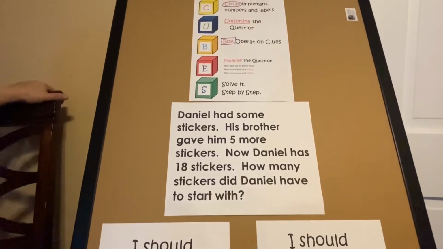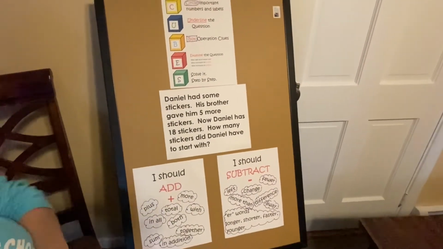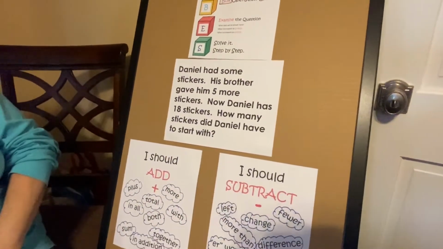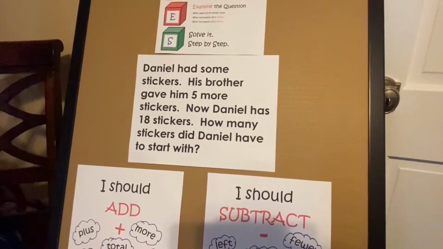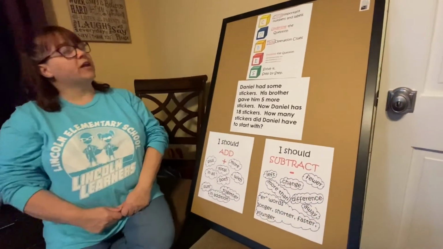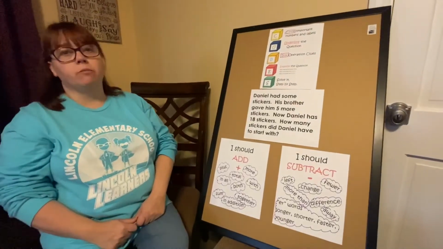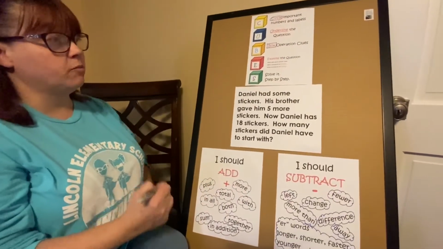So now let's look at a word problem and let's use this cube strategy to unpack it. So the problem says, Daniel had some stickers. His brother gave him 5 more stickers. Now Daniel has 18 stickers. How many stickers did Daniel have to start with? So let's look at what cubes tells us to do. The C tells us to circle the important numbers and labels. So I'm going to go through the problem and I'm going to circle the important numbers and labels.